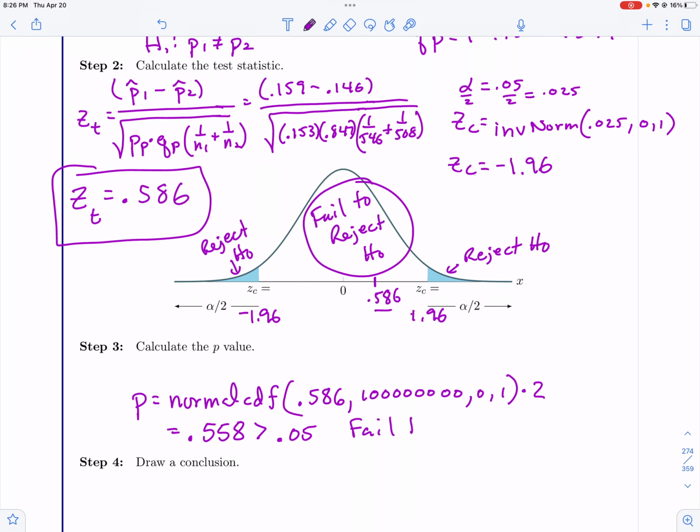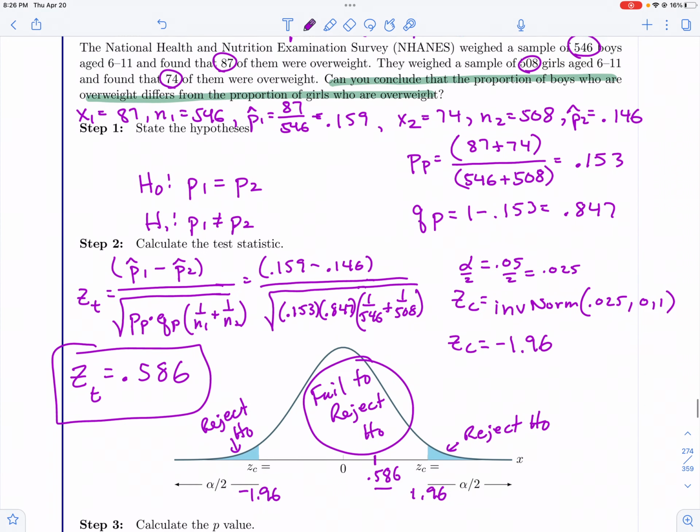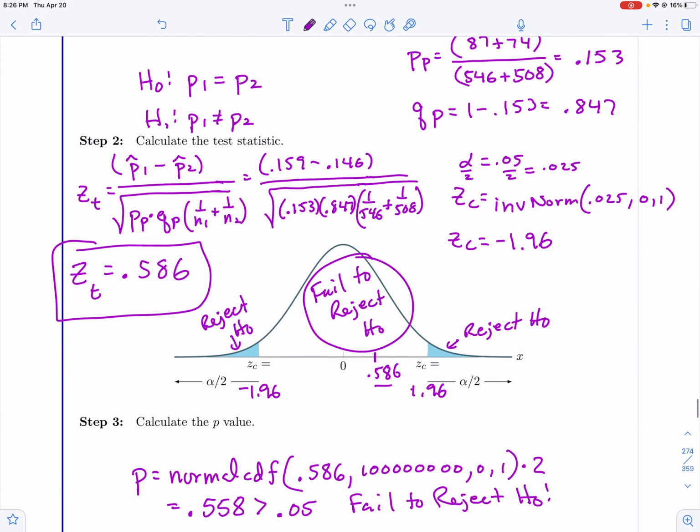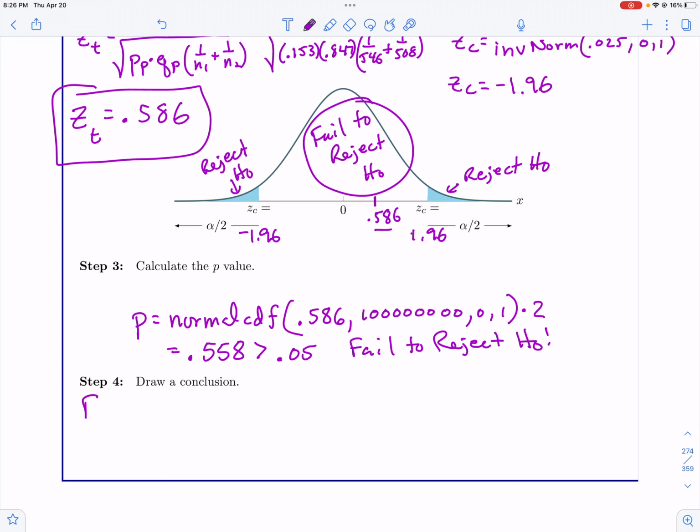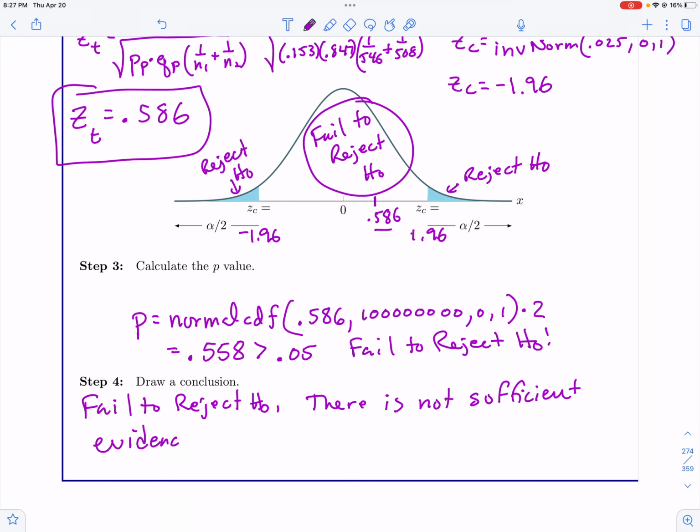So it looks like our conclusion is that we've failed to reject the claim. So there is not sufficient evidence to support the claim that being overweight differs between boys and girls.